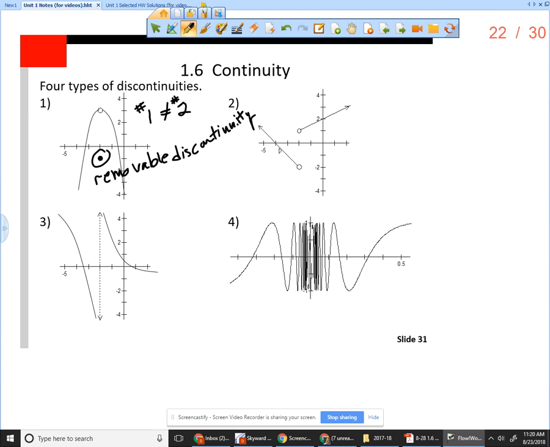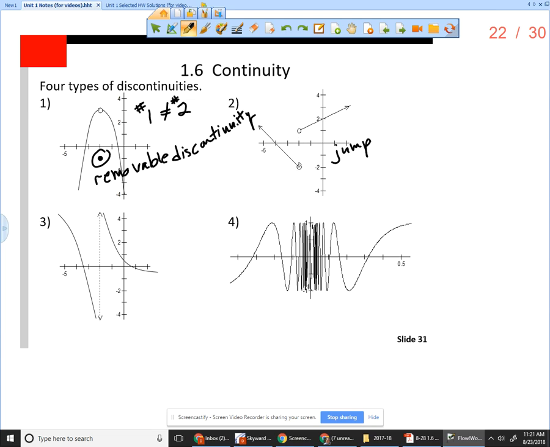The next one is referred to as a jump discontinuity. So take a look at this. We see that the function is not defined, but what if it were? Let's say it was there, or what if it was here, or what if it was here? It doesn't really matter. The jump discontinuity is still going to be present.